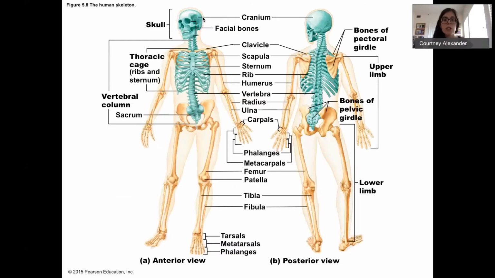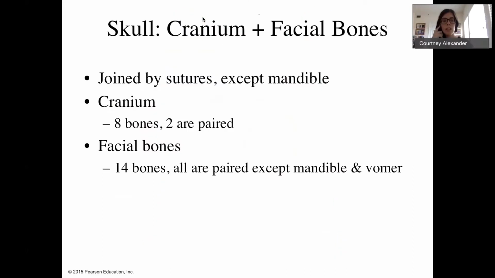So what's shown here in blue is that axial skeleton. You'll see that it's got a few major parts. It's got our skull, our thoracic cage, and our vertebral column. And it ends with that ending part of our vertebral column. Let's start with our skull.